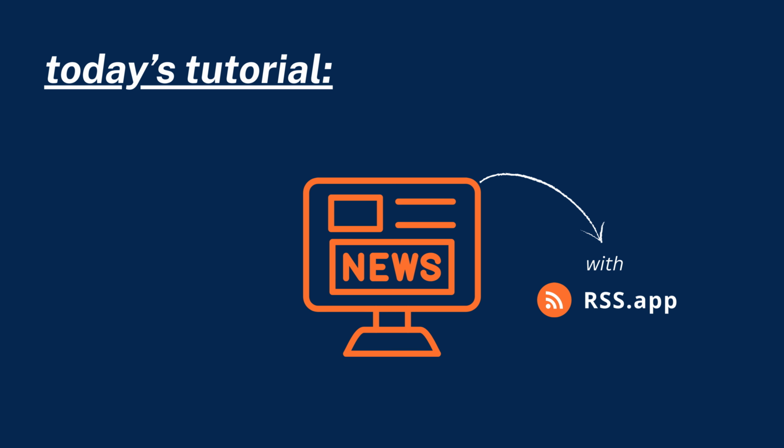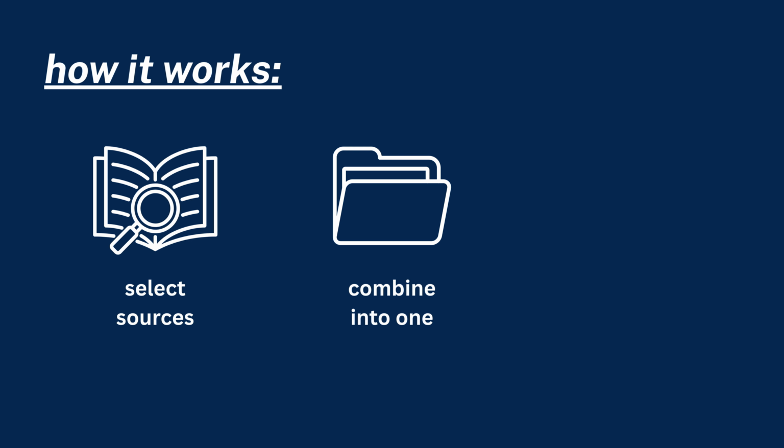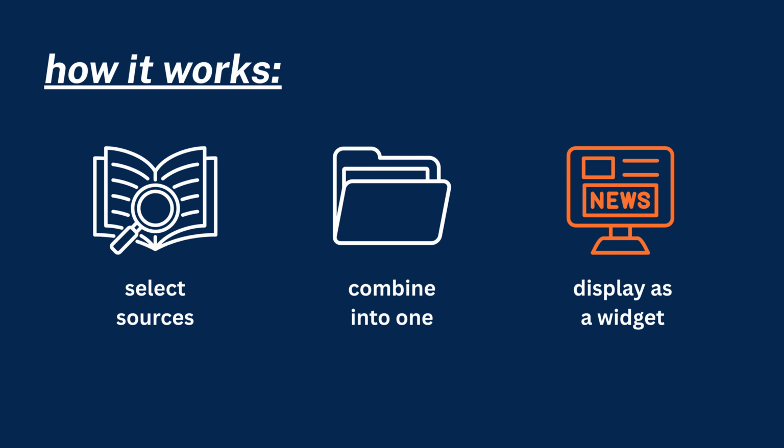As an example, we'll use Austin, Texas, but you can follow the exact same steps for any city or region you want to cover. We'll gather updates from multiple local sources, combine them into a single feed, and display everything in a live widget that updates automatically whenever something new is published.